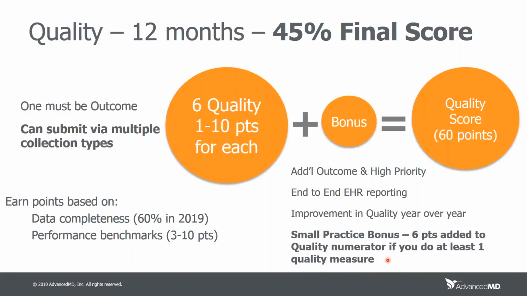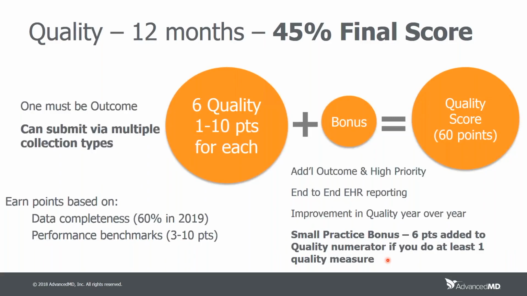And then this is a big change. For those of you who have participated before, there used to be a small practice bonus of 5 points on your whole score, on your total MIPS score. But what they've done for 2019 is they've moved that underneath the quality category. And so it's now a small practice bonus in the quality category. That's where you'll get that. And so they're really encouraging small practices to make sure that you're doing quality, not just participating in improvement activities and the ACI, now called PI, categories.